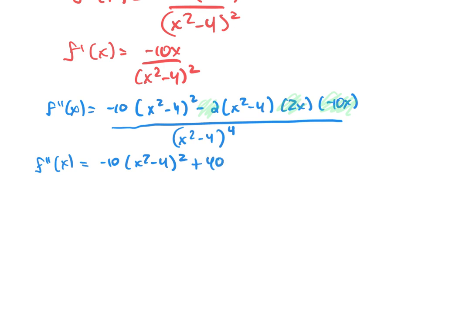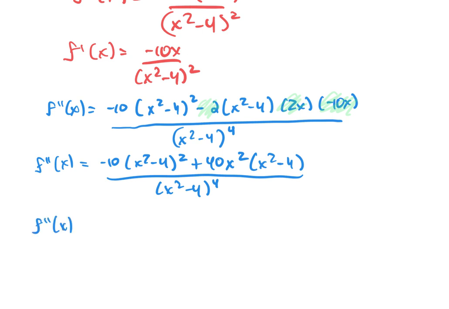Positive 40x squared, gotta be careful there, squared, times that x squared minus 4 all over that x squared minus 4 to the fourth. So here's again where I'm going to be factoring out some items. You'll see here that this is like a negative 10 and a 40. So I'm going to go ahead and factor out the negative also. So between the negative 10 and the positive 40, I can factor out a negative 10. And you'll see that they each have an x squared minus 4.